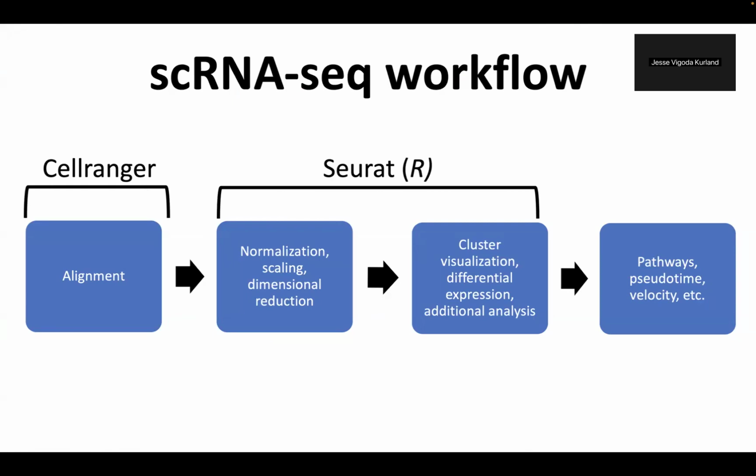Cell Ranger will do the mapping and the alignment and produce a count matrix where each row is a single gene and each column is a single cell. The data within that count matrix are the number of reads detected in a single cell that align to a particular gene. This count matrix is essentially what we're going to use to generate objects in Seurat, where we're going to do normalization, scaling, and eventually dimensional reduction.